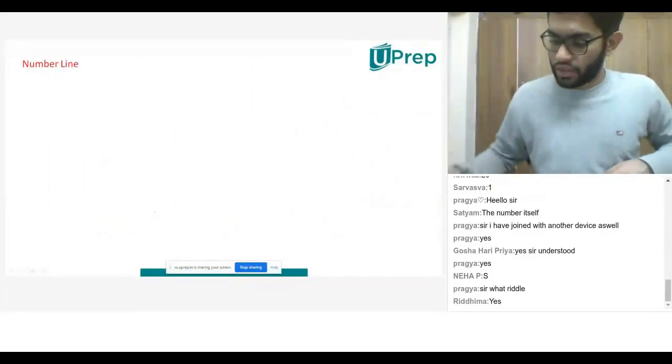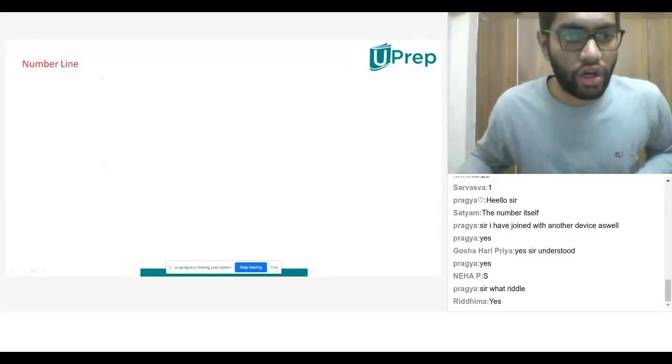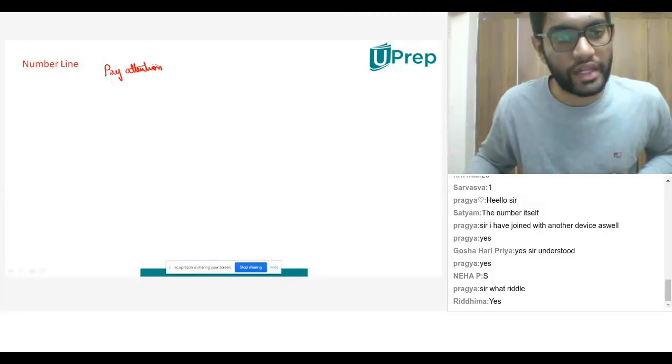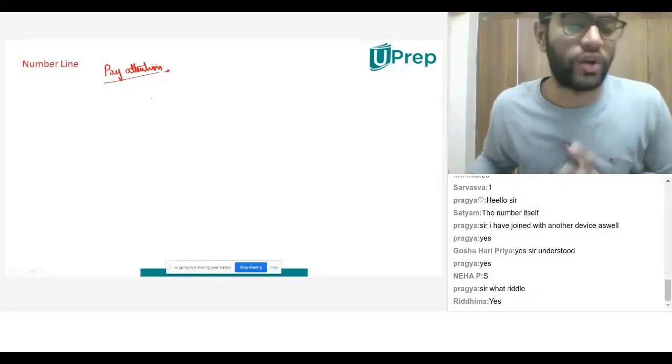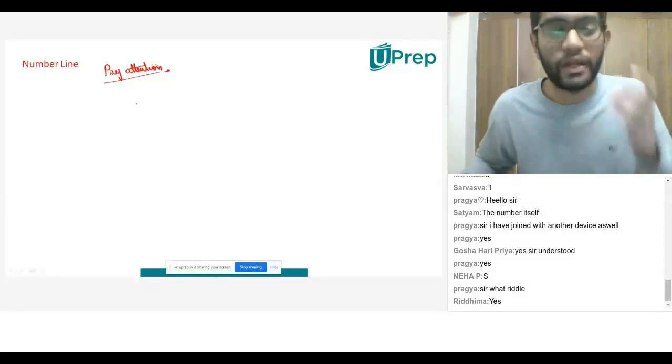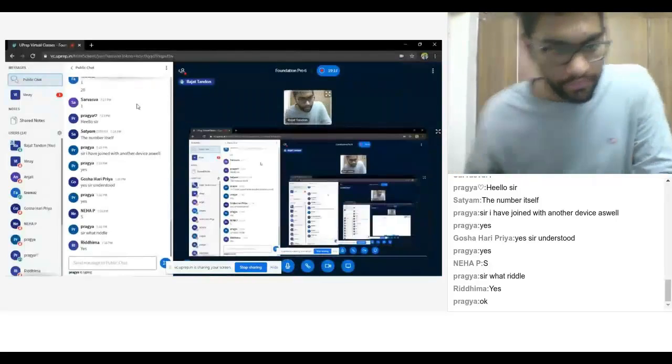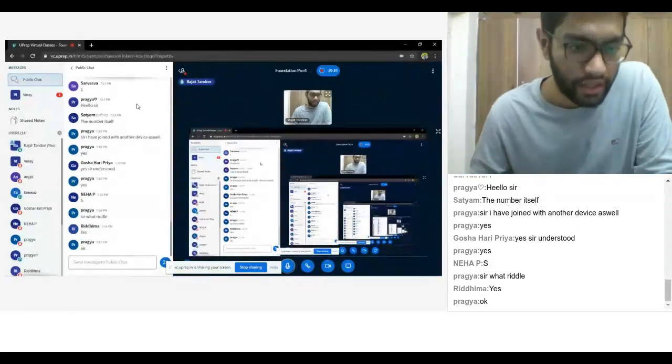Number line. So this is one slide, guys, all of you have to pay a lot of attention to. I'm going to go very slowly and you guys are going to understand the concept. It is simple but requires good imagination. Let's start, guys. Everyone ready? Everyone clear with the riddle?